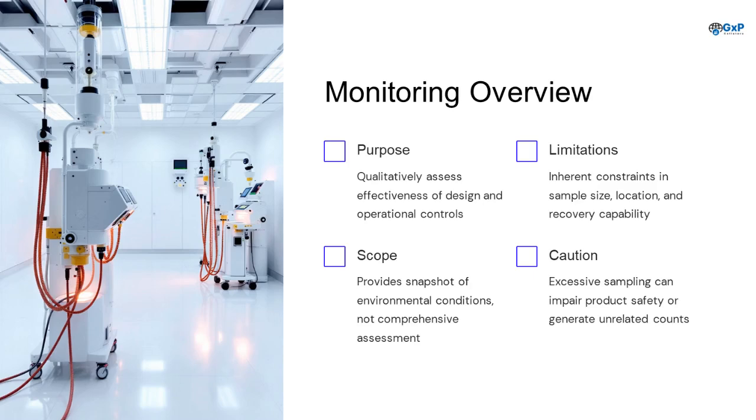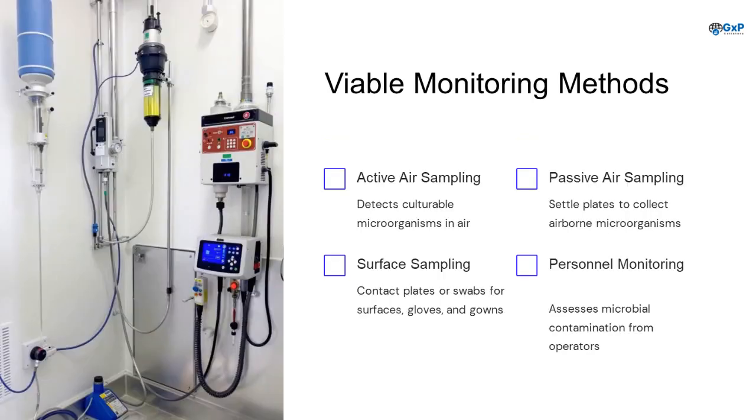It provides a snapshot of environmental conditions and highlights inherent constraints in sample size, location, and recovery capability. Excessive sampling can impair product safety. Viable monitoring methods include active air sampling, passive air sampling, surface sampling, and personnel monitoring. These methods detect culturable microorganisms in the air, collect airborne microorganisms, and assess microbial contamination from operators.